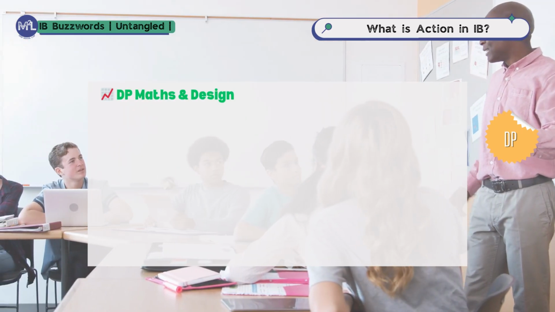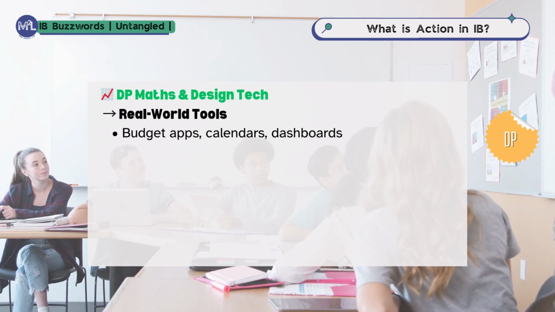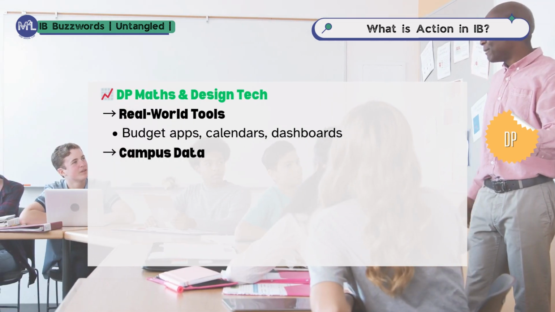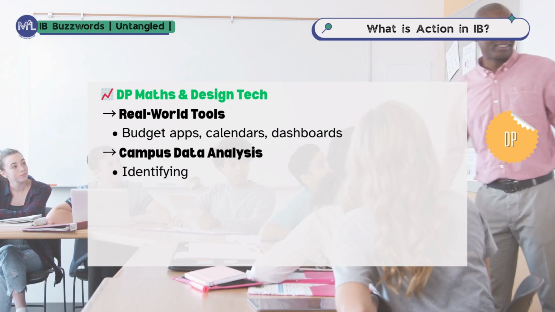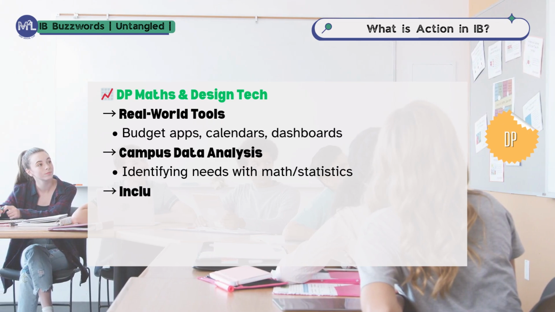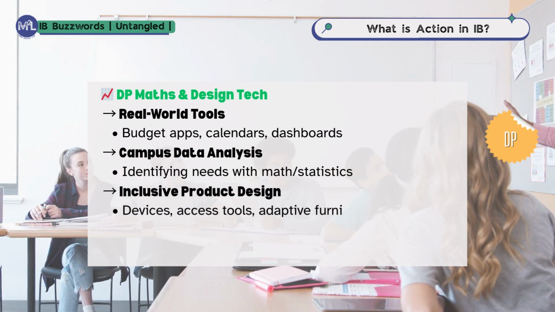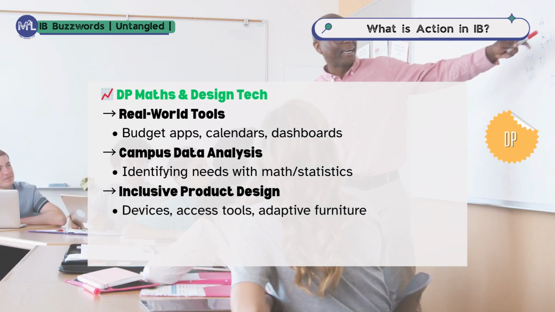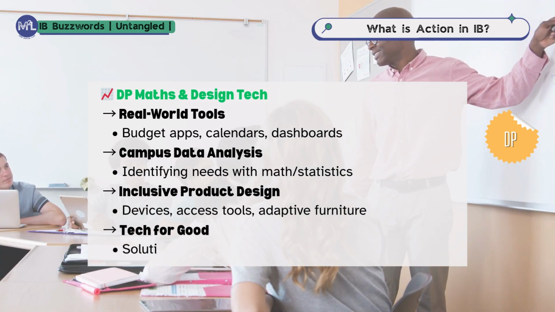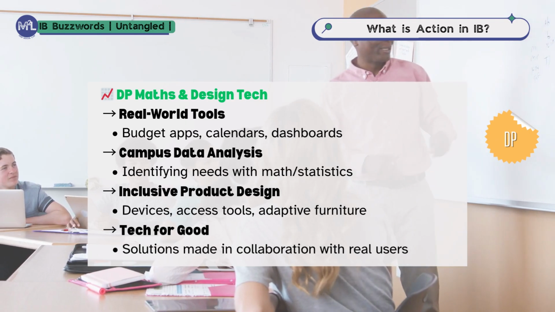In DP Maths and Design Technology, students might develop real-world applications such as budgeting tools, scheduling systems, or mobile apps, or use data analytics to identify and solve campus-wide challenges. It might even look like designing adaptive products for individuals with physical limitations, or working with local businesses or nonprofits to co-develop tech solutions.